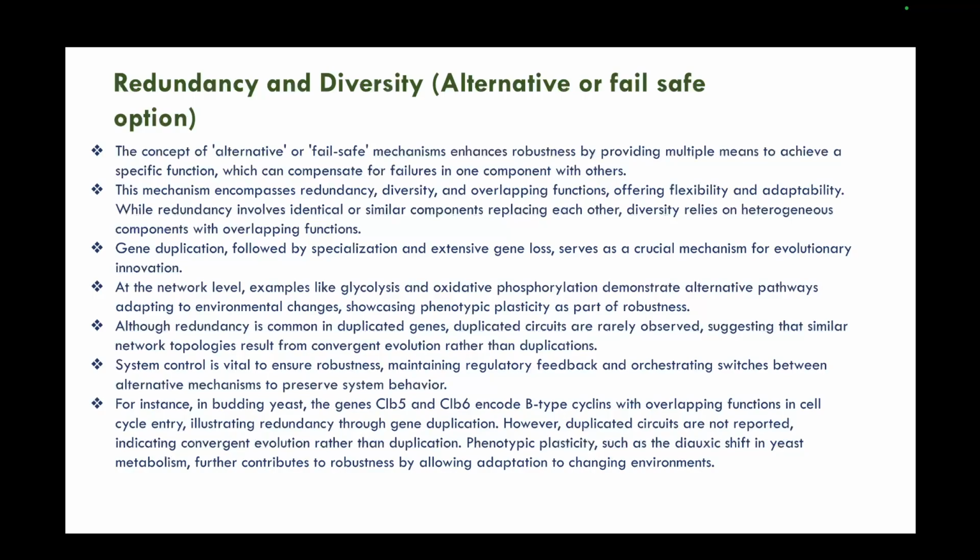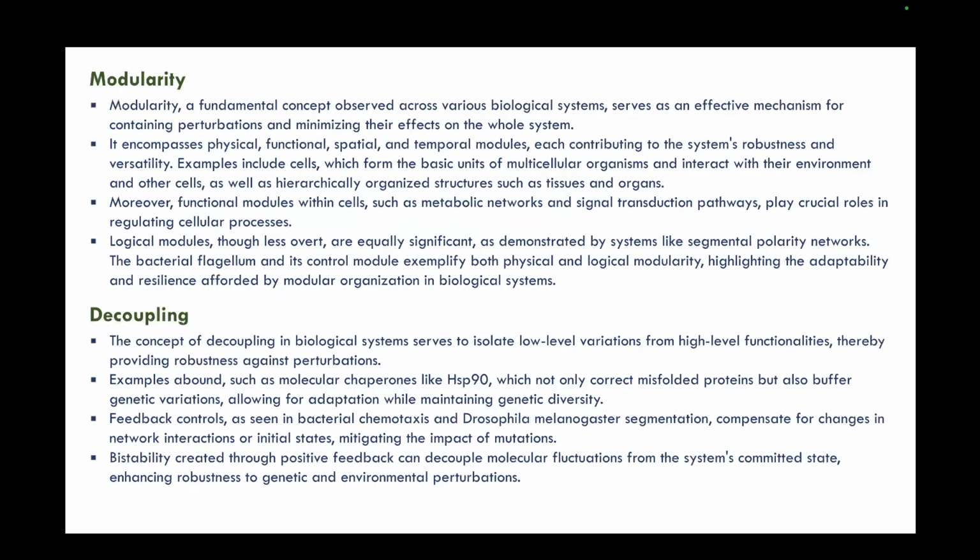Basically, if you have a single gene which is involved in multiple things, if you knock that gene out, it is highly possible that the system will not be robust. So there comes the concept of decoupling and modularity. The concept of decoupling in biological systems serves to isolate these low-level variations from high-level functionalities, thereby providing robustness against perturbations. Examples such as molecular chaperones like HSP90, which not only correct misfolded proteins but also buffer genetic variations, allow for adaptation while maintaining genetic diversity.